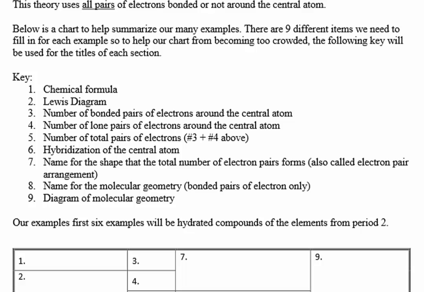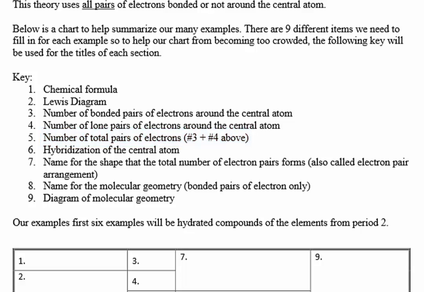Now the first one, of course, is the chemical formula for the molecule. Next, in box 2, we are going to draw out the Lewis diagrams, because the Lewis diagram is going to give us the information about how many bonds and lone pairs there are. Boxes 3 through 5 is where we're going to record how many bonding pairs of electrons we have, non-bonding pairs, and then finally, in box number 5, the total pairs of electrons around our central atom.